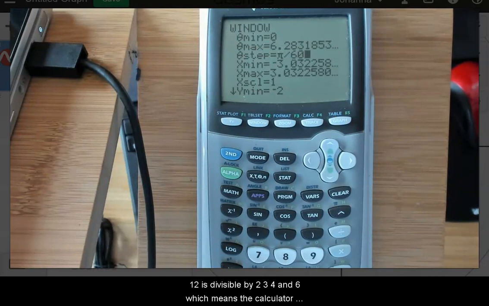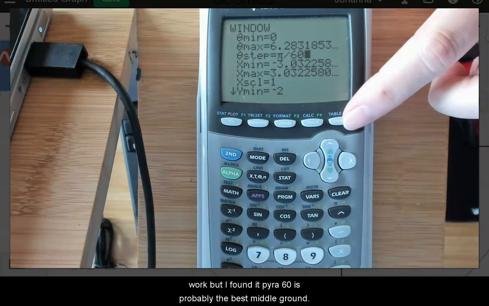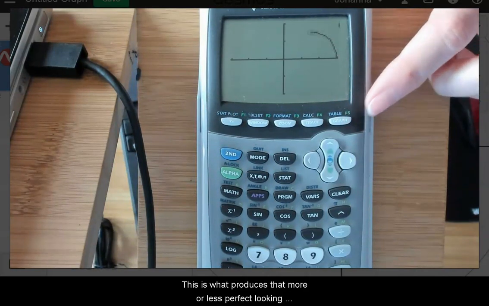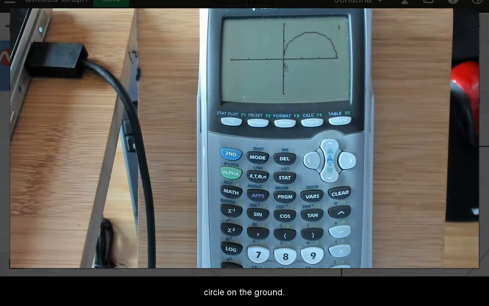12 is divisible by 2, 3, 4, and 6, which means the calculator will be able to use exact values for multiples of angles that are multiples of pi over 6, pi over 4, pi over 3, and pi over 2. That's why I chose 60. 48 would work as well, 72 would work, but I found that pi over 60 is probably the best middle ground. And this is what produces that more or less perfect looking circle on the graph. Let's now move on to the next example.